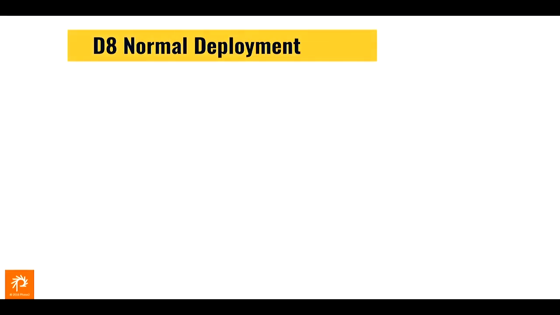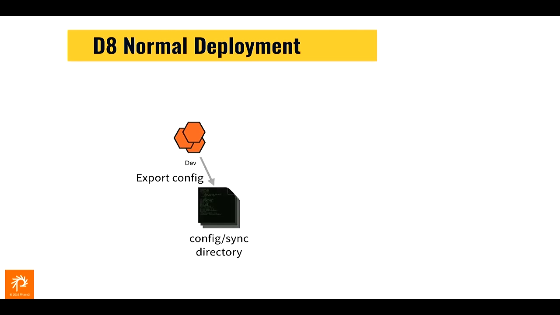So here's how you're supposed to do D8. You start with your development server, and you export, you get it all working, like you add your content types, you add your views, you get it all working. You now export your config.